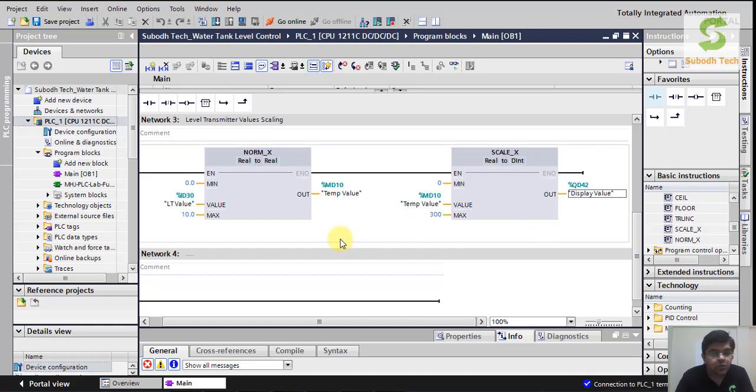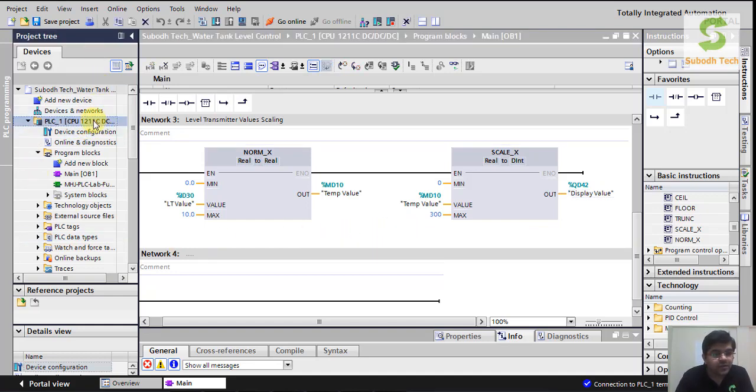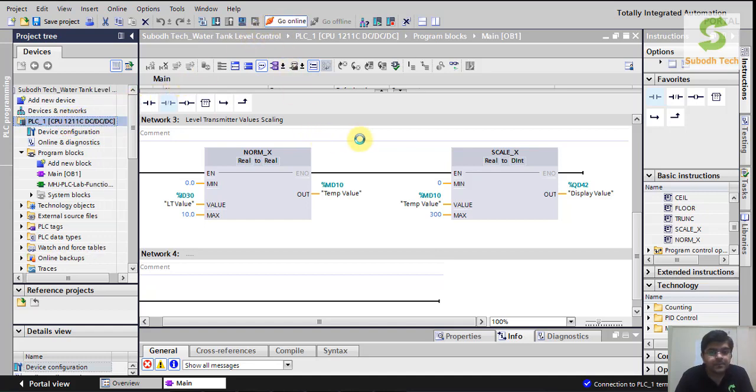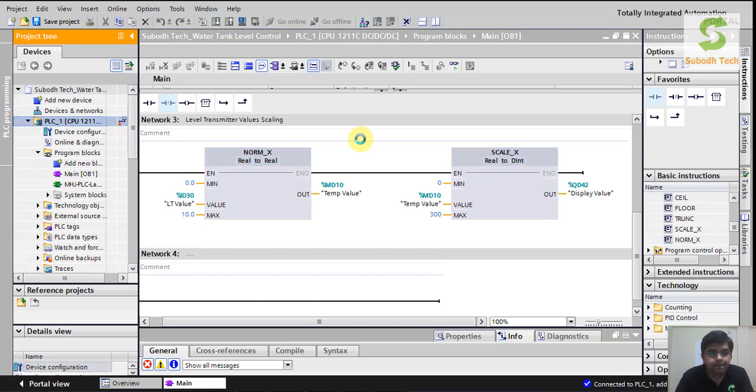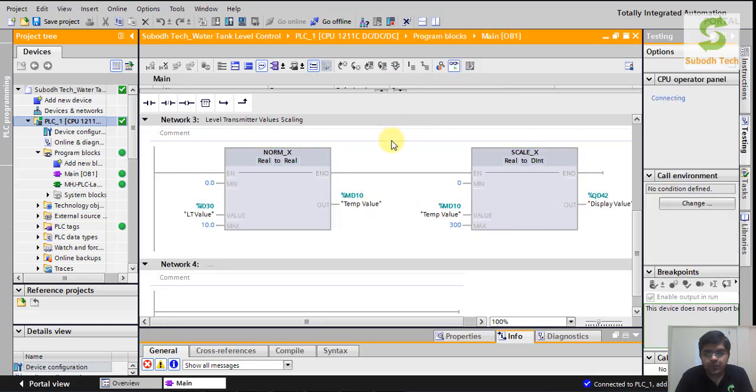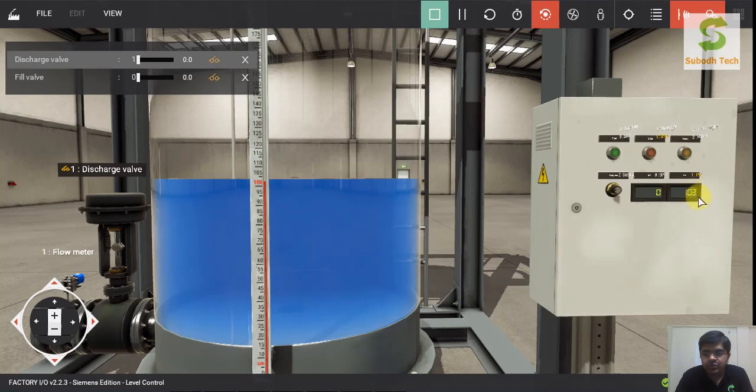Now let me show you. Let us realize it. First, I will go online. Right now, the system has got online. Currently we are receiving the value 3.42. It is converting into 0.342 and it is showing me the value 103. You can see on the display perfectly, it is showing 103 and here it is also 103.